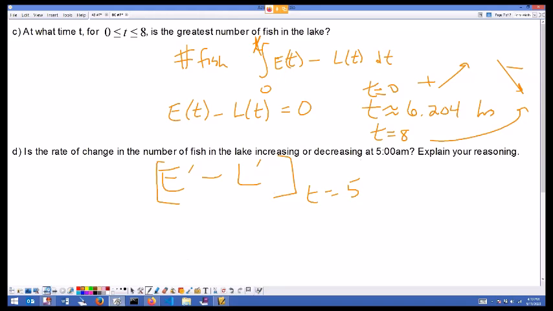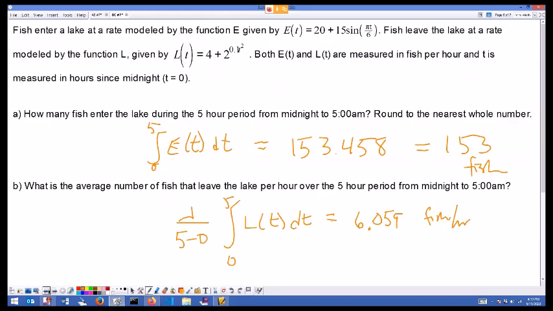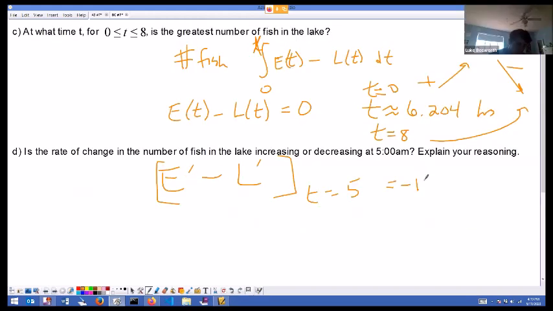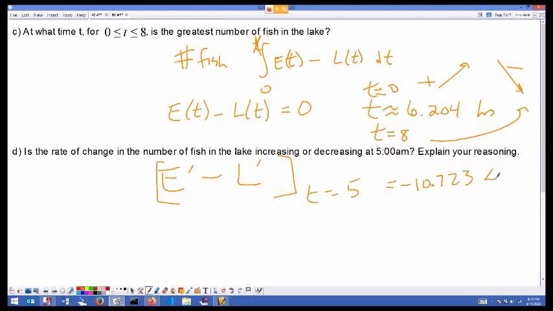I gotta go back to the equations for a second here. Any questions on the setup there, though? I think I got negative 10.7. Does that sound right to other people? Yeah. Which is less than 0. So it's decreasing.